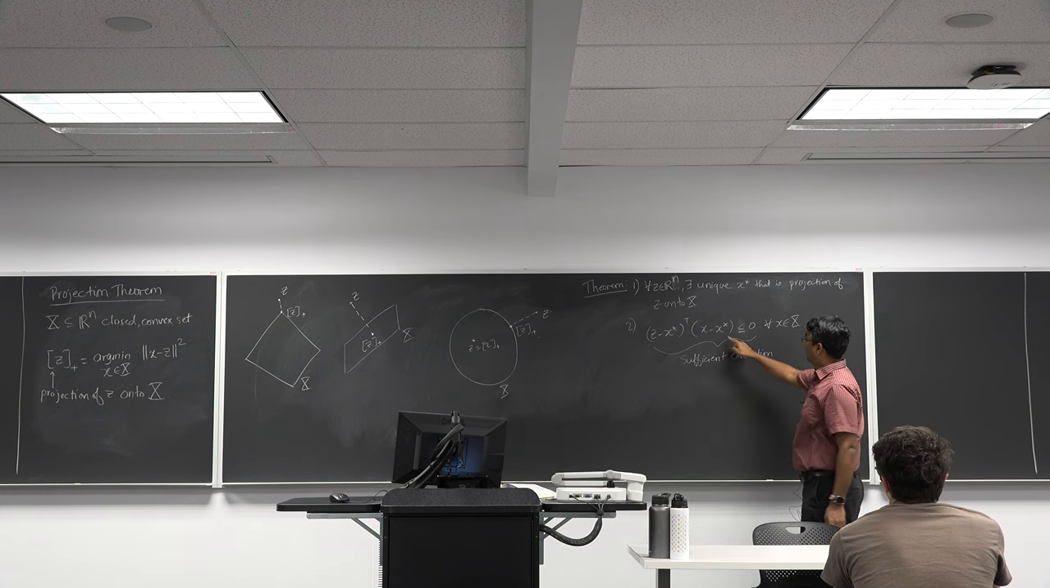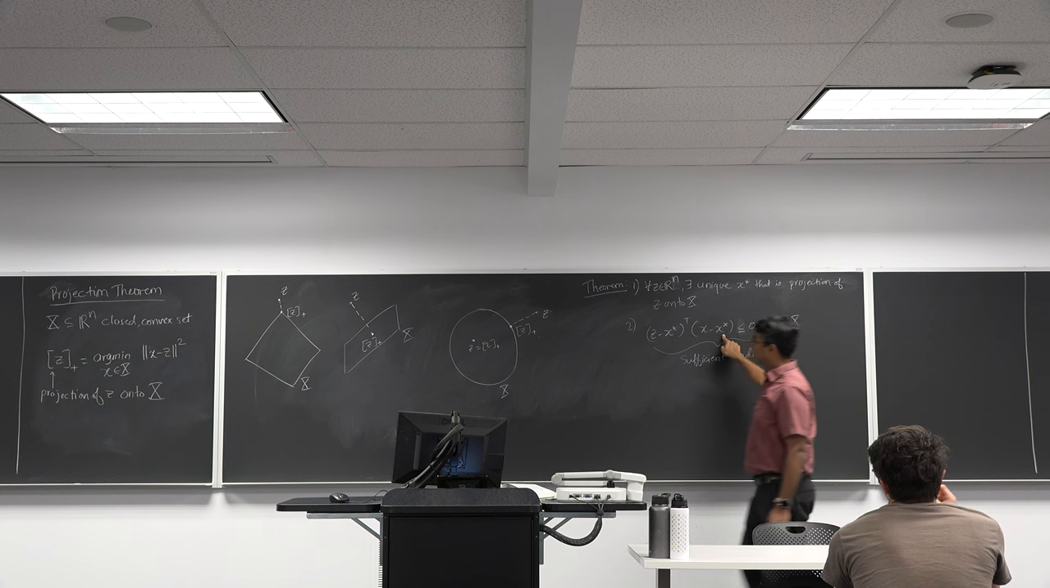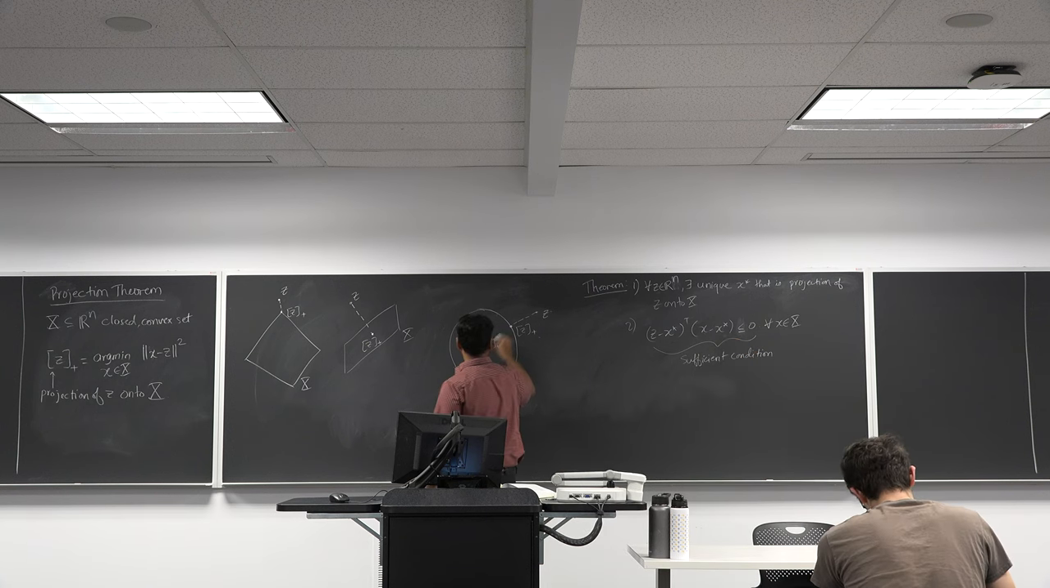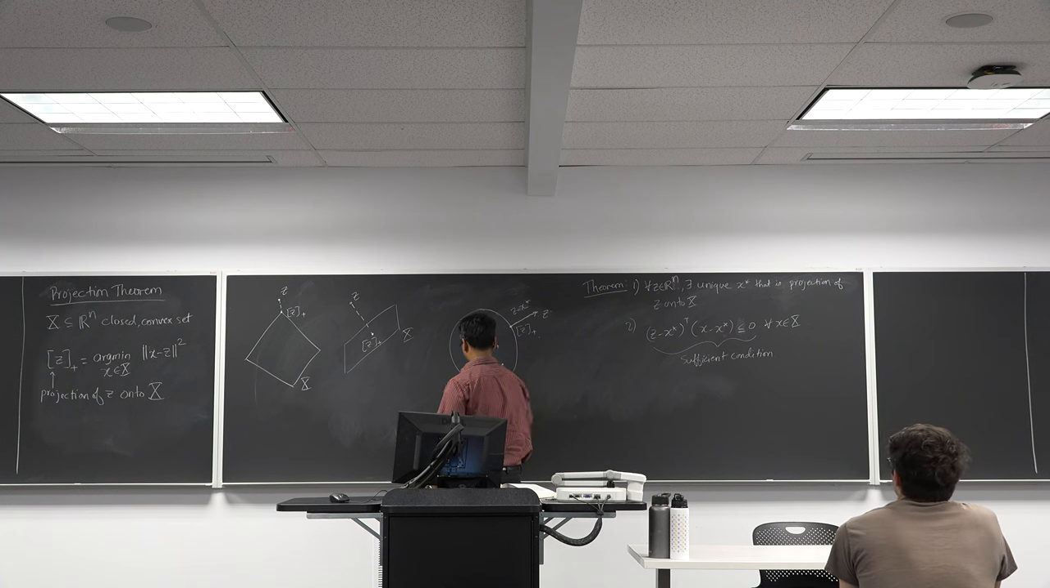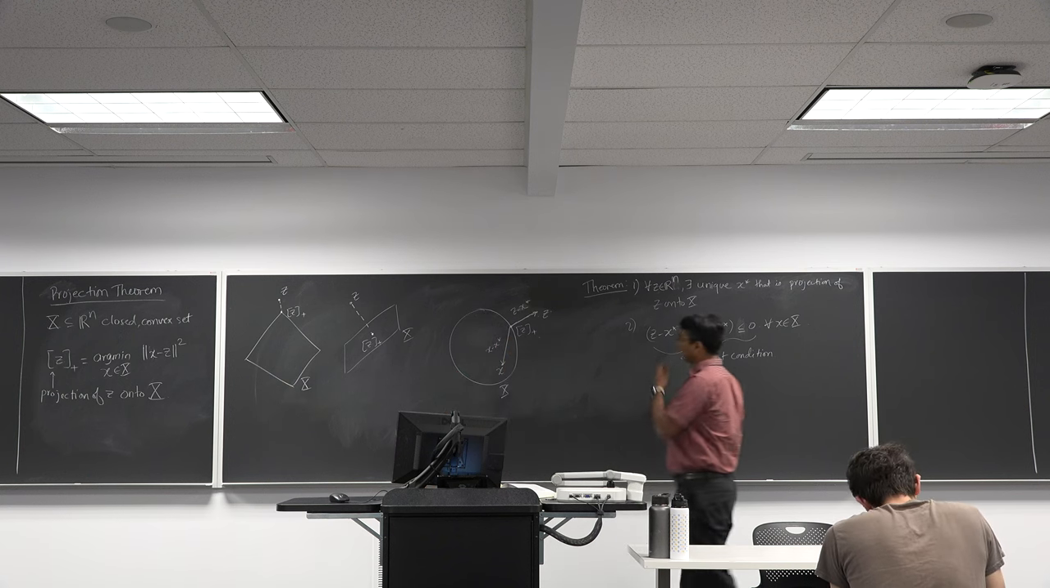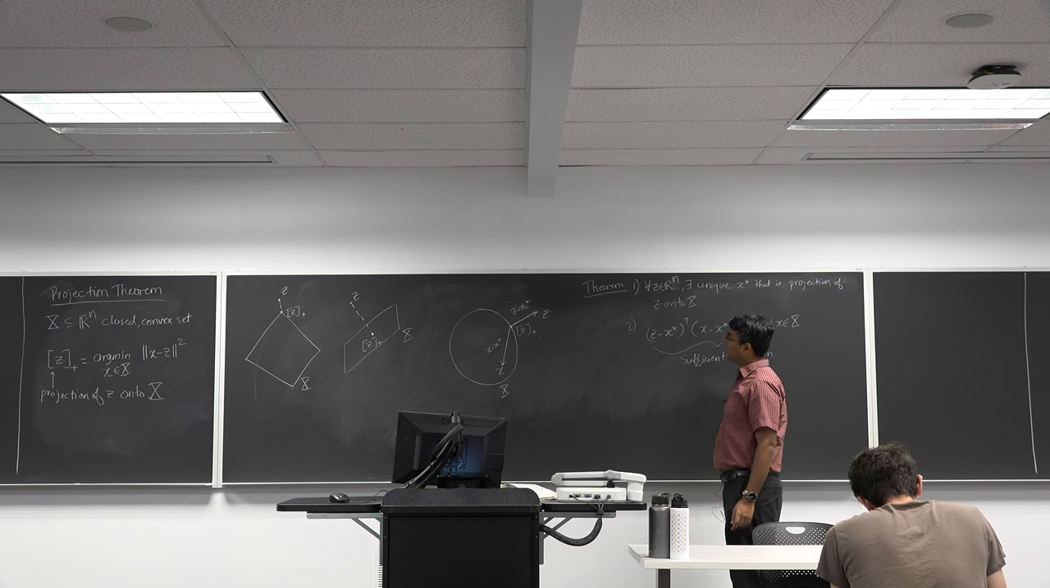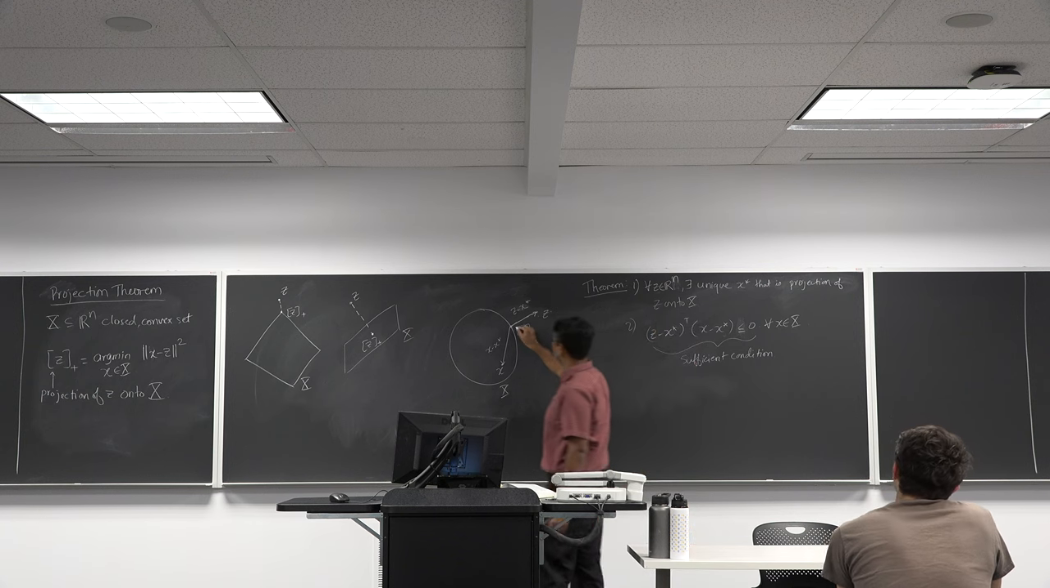capital X. What this particular statement is saying, let's look at these vectors. This vector is my Z minus X star. And then I pick any point within the set. This is my vector X minus X star. What's the angle between Z minus X star and X minus X star? It's greater than 90 degrees, right? So this is greater than or equal to 90 degrees.